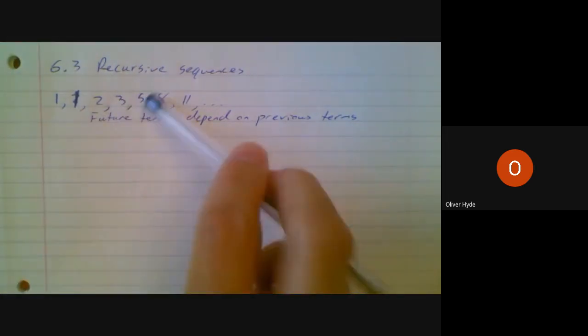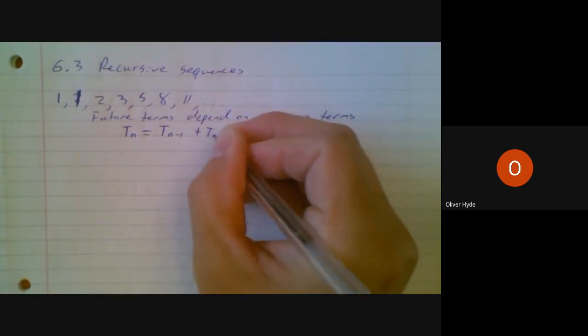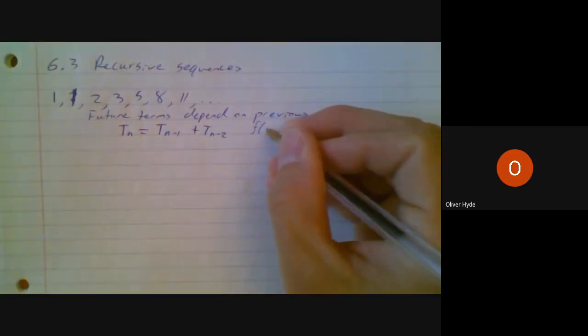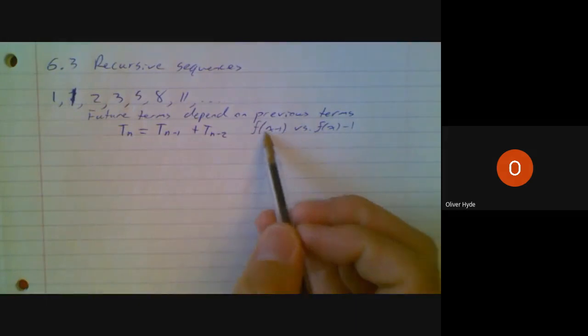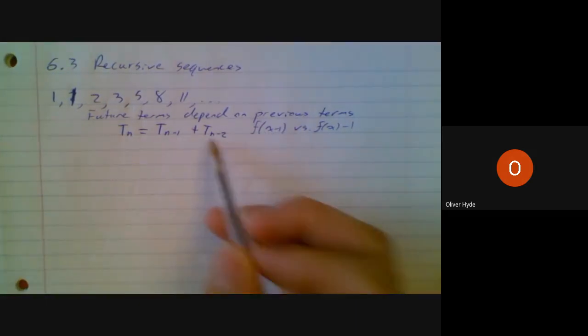Often students start with the recursive case. They say that some future term, position n, is going to be the sum of the term in position n minus 1, back 1 position, plus the term back 2 positions. Now these subtractions are in the subscripts. This is kind of like f of x minus 1, not 1 less than f of x. We're looking at subtracting 1 from the input, not subtracting 1 or 2 from the output.